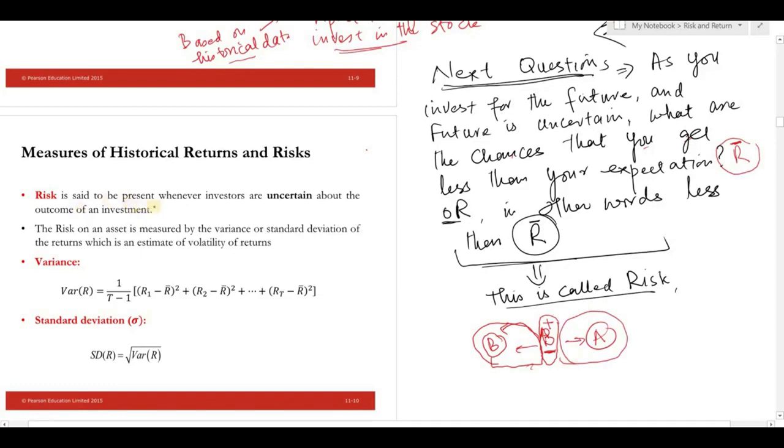Okay, so risk is said to be present when investors are uncertain about the outcome of the investment. We don't know. The risk on the asset is measured by the variance or the standard deviation of returns, which is an estimation of the volatility of returns. Okay, so there is another example in the next slide. So first you need to understand that we just got historical return in the previous slide, and based on that historical return we got our bar, that is the arithmetic mean or the average return. And once we get this return, we can find historical risk. Okay, so how do we measure this historical risk? Variance is this. If we take the square root of this variance, we get standard deviation. Okay, so I'm not explaining this part because I will explain it with the example.